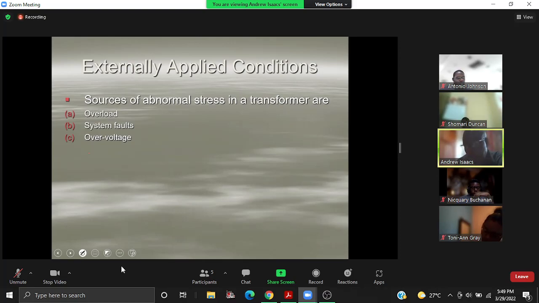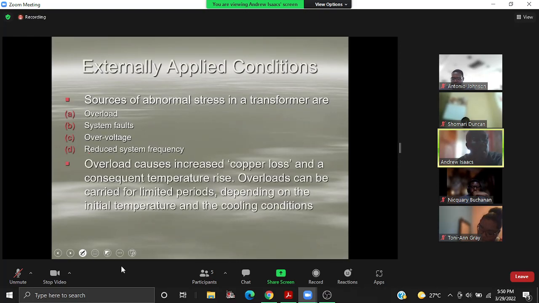System faults, and we have spoken about that. Over voltages. Right? And we know voltage is a function of, or let me say it the other way around, insulation is a function of voltage, right? Reduced system frequency. So let's just talk briefly about how each of these will impact the transformer. For your overload, it's going to cause increases in your copper loss. And therefore, you're going to get more heat being produced.